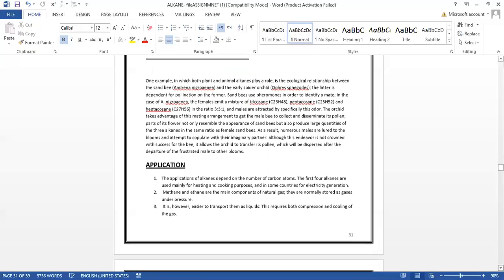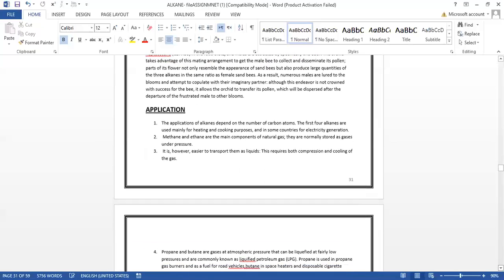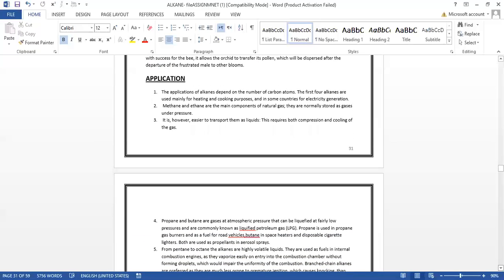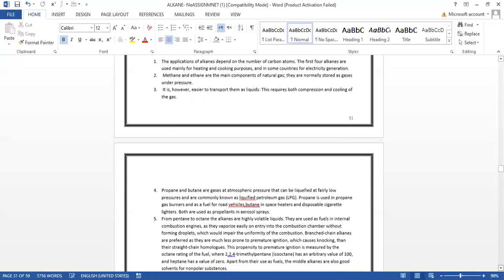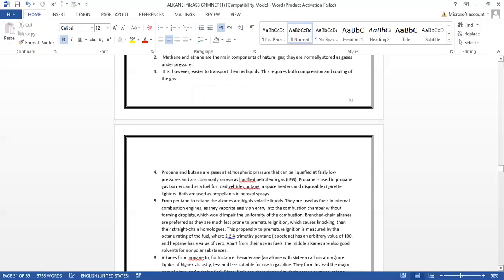Now moving towards the applications. The application of alkanes depends upon the number of carbon atoms. The first four are mainly used for heating and cooking purposes. Methane and ethane are the main components of natural gas, as 85% of natural gas is methane and the rest of the gases are very minor. Propane and butane are gases at room pressure that can be liquefied at very low pressure.